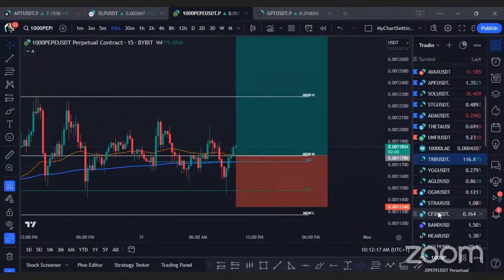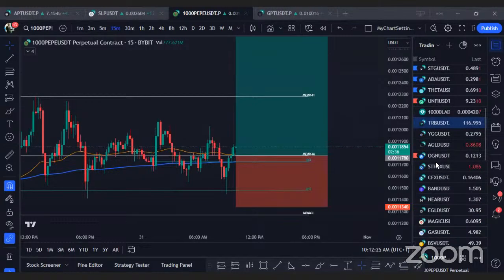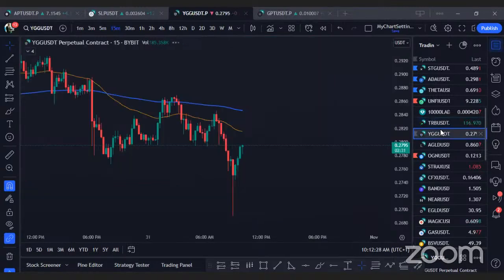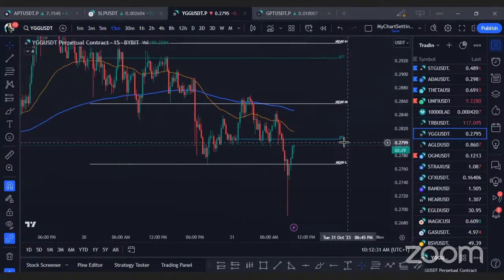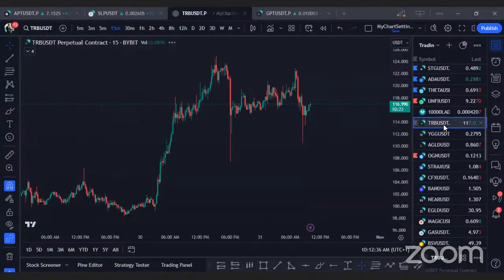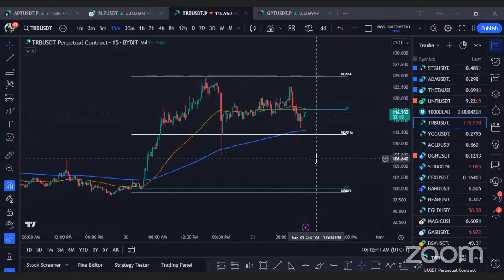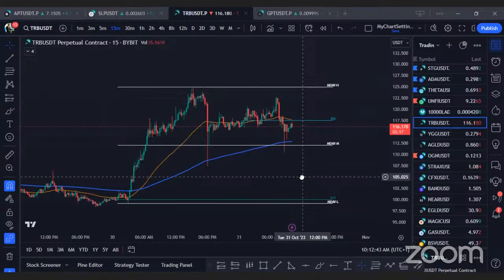Let me see if we can long that TRB again. I entered TRB this morning, though it closed at break even. Where's TRB? TRB gave me good money yesterday, but this film thing took all of it. Now I need to know this Chinese token.